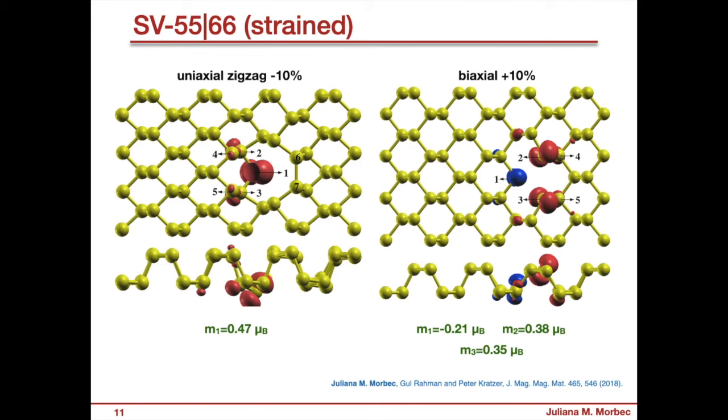What happened here is that for this system, if you remember, the SCV5566 was the symmetric system where the phosphor atoms moved to accommodate the vacancy in a symmetric way so that they formed the bonds. There was no dangling bond anymore in the system, and so the magnetic moment was 0 with 0 strain. What happened when you applied uniaxial strain along the zigzag direction, let's say minus 10%, you pull apart these atoms and they don't form bonds anymore. And so you have a dangling bond in the phosphorus here, and the magnetic moment mainly comes from this dangling bond.